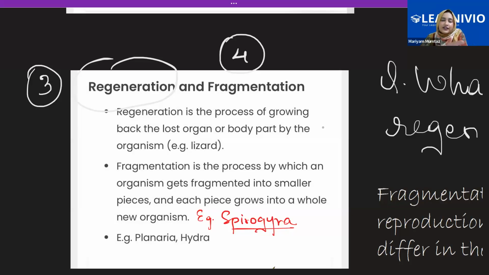Okay, now if I ask you people that I've taught you regeneration, I've taught you fragmentation, what is the major difference in it? How are they different from each other? Who can tell me? Regeneration and fragmentation, how are they different?